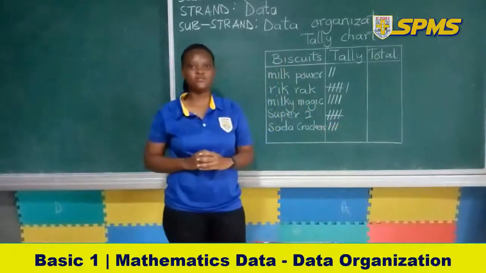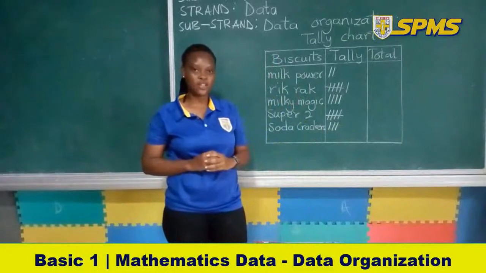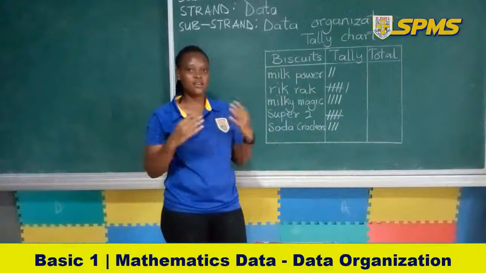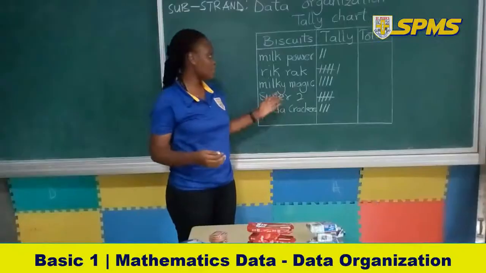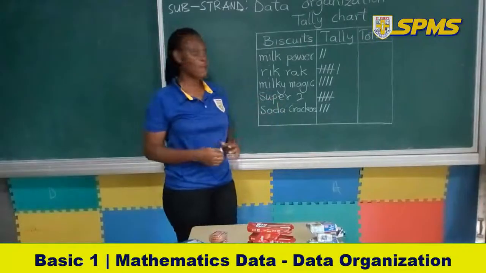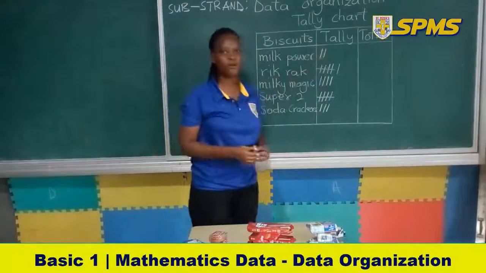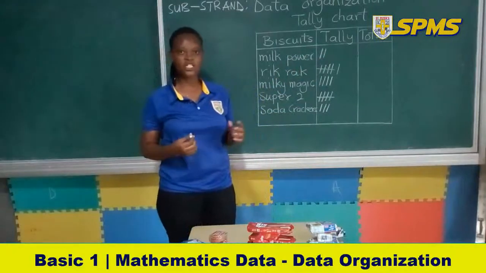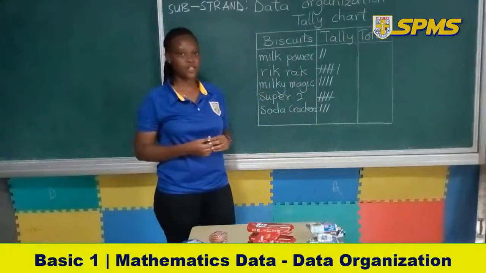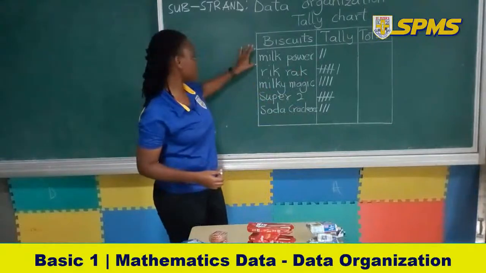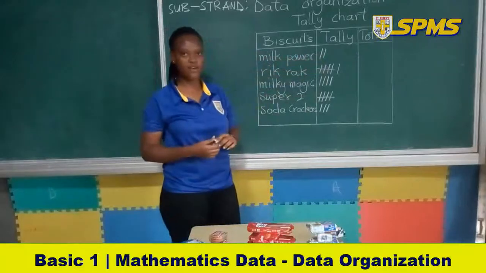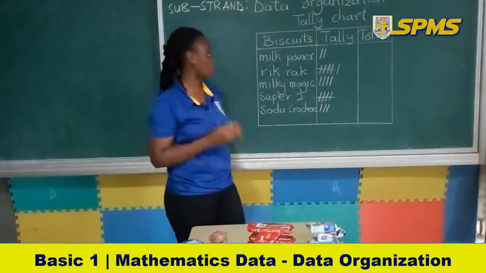Very good. Children, now we are done with our tally. After making our strokes, now we have to know the total number of biscuits we have for each kind. Let us look at the first biscuit, Milk Power. How many strokes do we have here? We have 2.